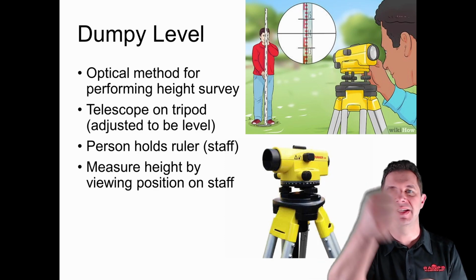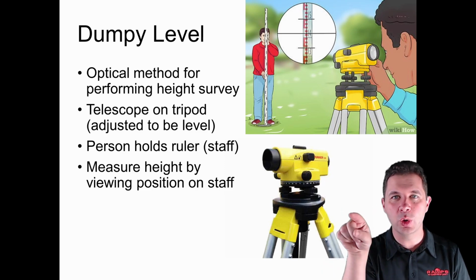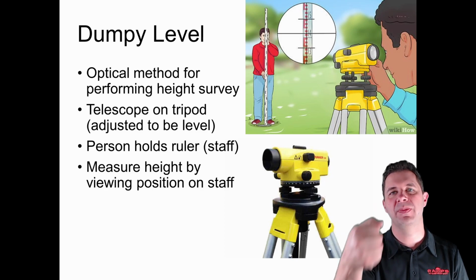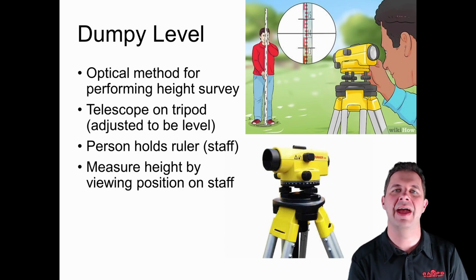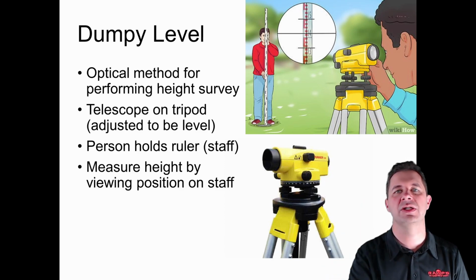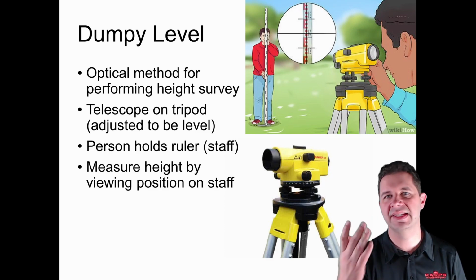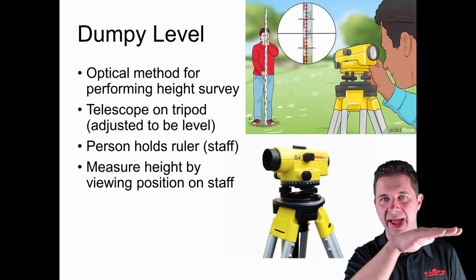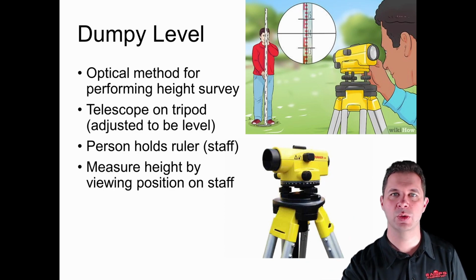And then a person off in the distance will hold a ruler at various points, and you look through the telescope and look where the line lines up with the position on the ruler. Based on that, you can work out the relative height from where you are at your control point, wherever that happens to be, to the point where the person's holding the ruler, just optically by seeing it. Now, similar things can be done with laser levels as well, where a laser line is projected over a ruler that can be seen by other people as well.